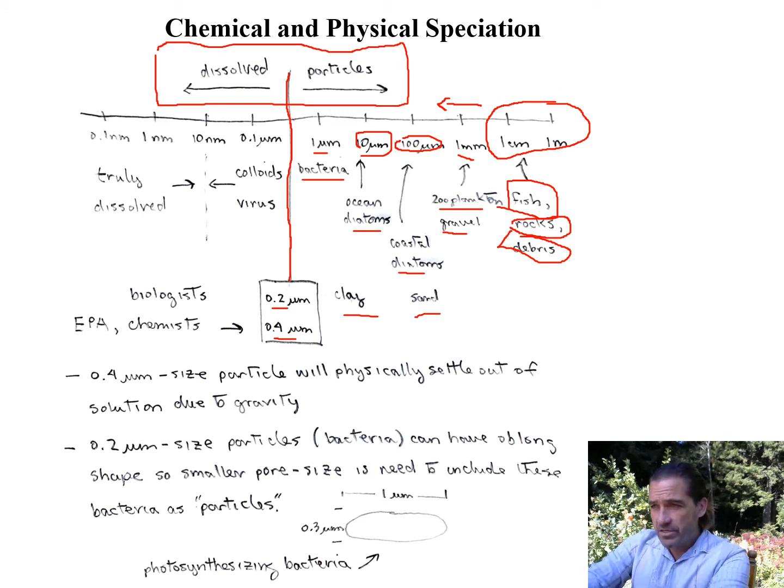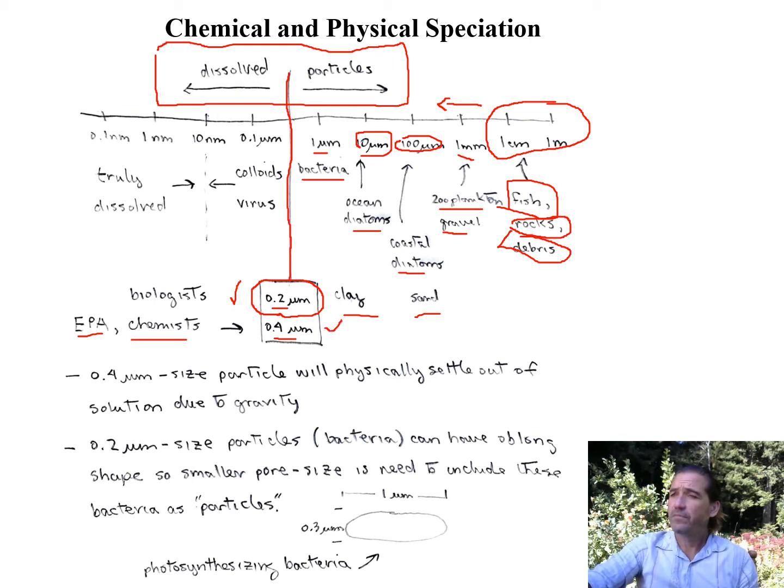So biologists, and actually I think this division is becoming more common, they say that anything above 0.2 microns is a particle. Anything smaller than 0.2 microns is dissolved. Now, chemists and EPA, they still use the division of 0.4 microns. And I'll explain why that's so.